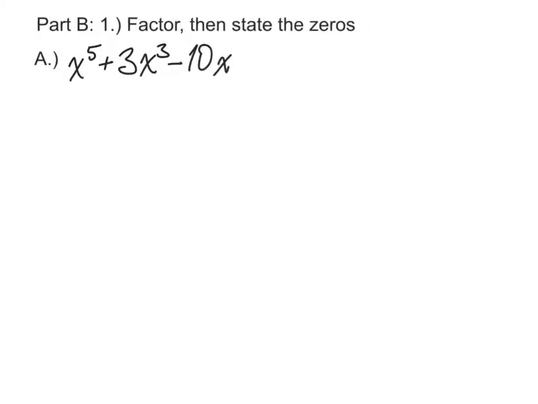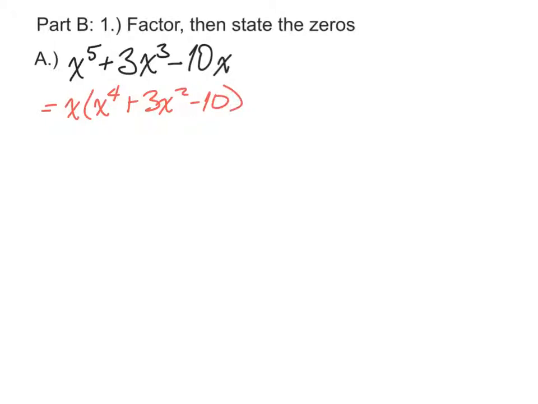In part B on the second page, for problem number 1, we need to factor, then state the zeros of the polynomial x to the fifth plus 3x to the third minus 10x. Now, since every term has an x in it, the first thing I'm going to do is factor out the x. Then, I'll be left with x to the fourth plus 3x squared minus 10.